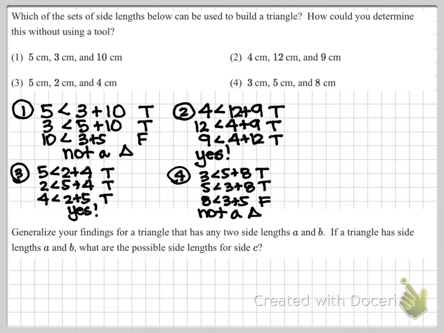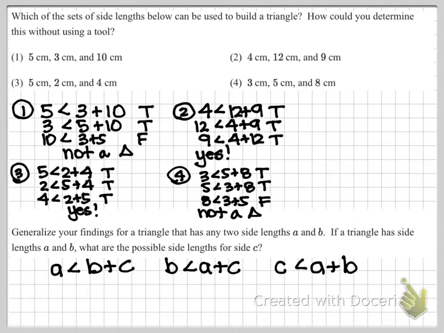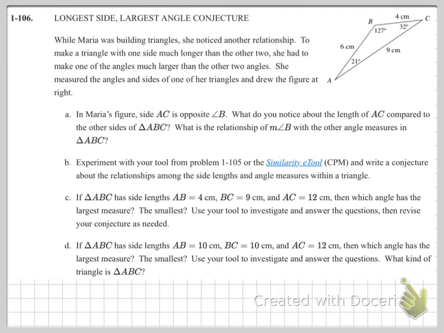So on this last part here, we want to come up with some sort of a relationship with them. If it were me, I would go through and say that every side is smaller than the sum of the other two. But again, this is not the only way to do it. Okay, moving on to the next slide here.